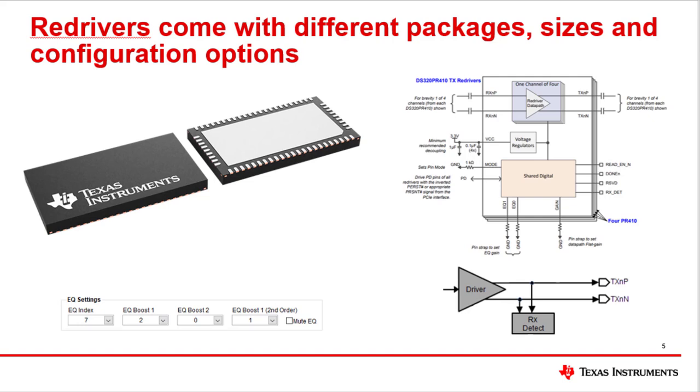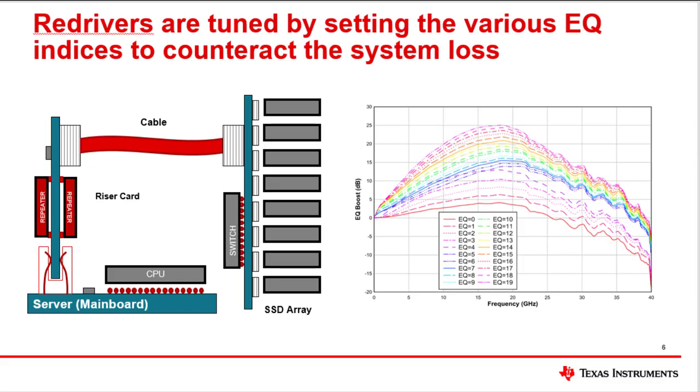Finally, please pay attention to the voltage supply input to the redriver at VCC. Notice how the redriver needs a single decoupled 3.3 volt supply. In this case, the device's internal voltage regulator provides immunity to supply noise. Redrivers are tuned by setting the various EQ indices to counteract the system loss.